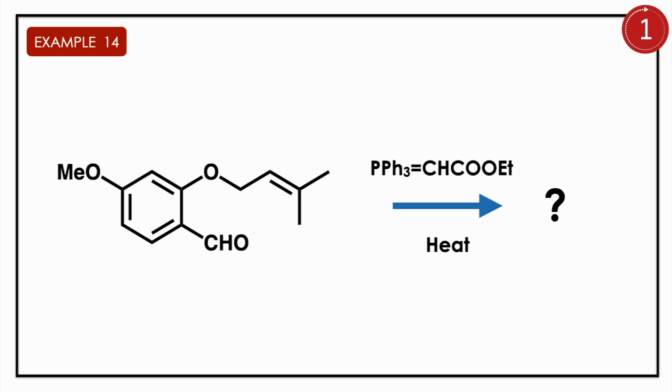Then the next example. Here you have benzene; at the para position you have a methoxy group and an aldehyde, and ortho to the aldehyde you have an O ether with an alkene side chain. You are using a phosphorus ylide, then heating it up. You should find what will be the final product.